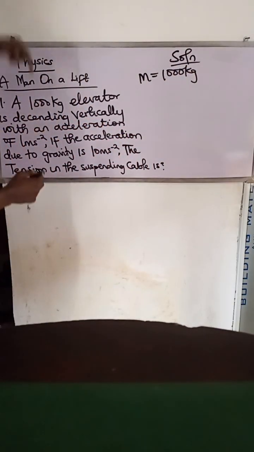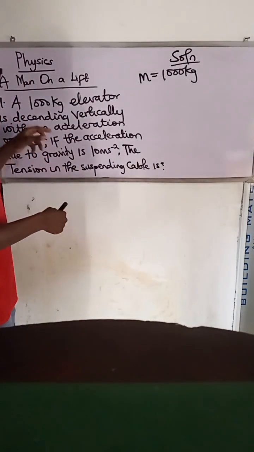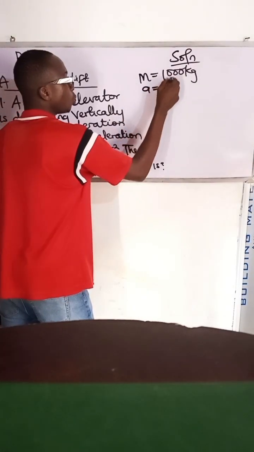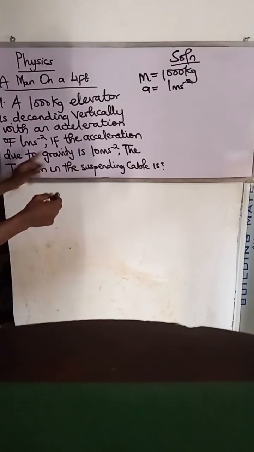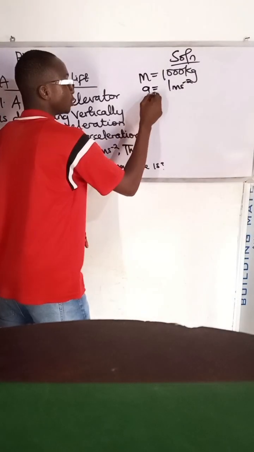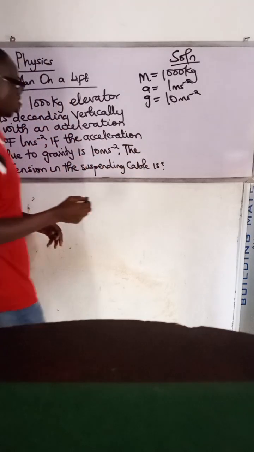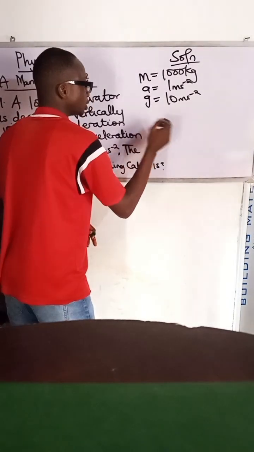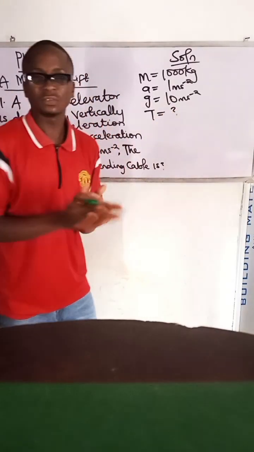It is descending vertically. When they say descending, it's going down. It's descending with an acceleration of 1 meter per second square, which means they gave us a to be 1 meter per second square. If the acceleration due to gravity is 10 meter per second square, they give us gravity to be 10 meter per second square. They say the tension in the suspending cable is what? The tension. Now, this is not difficult at all.